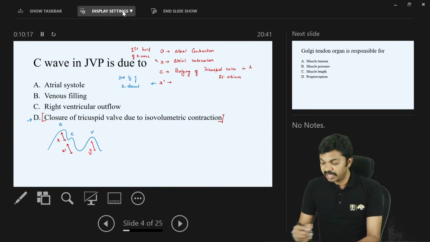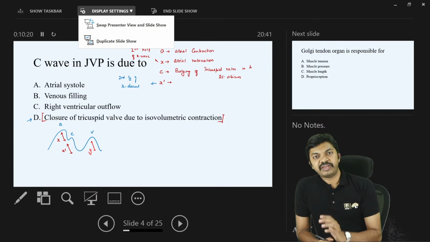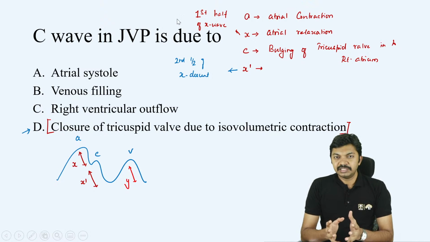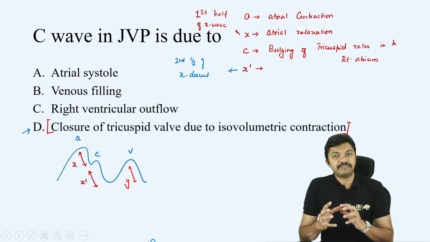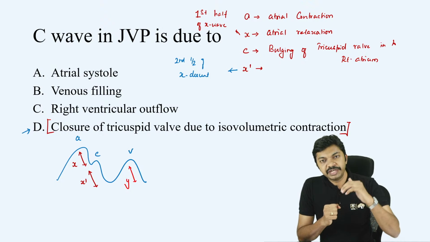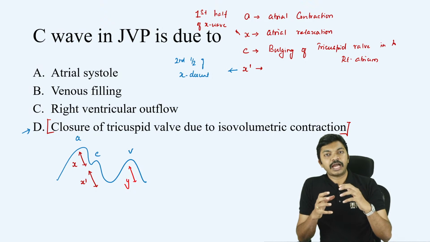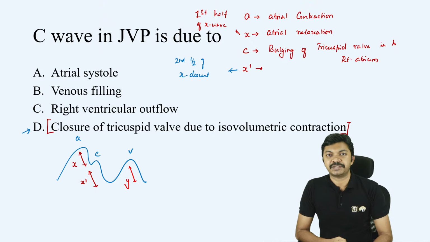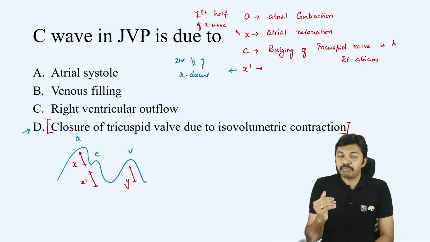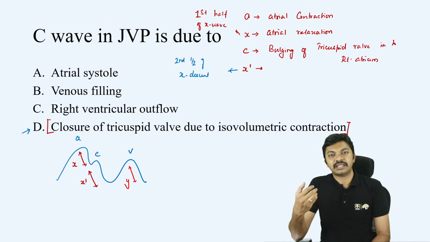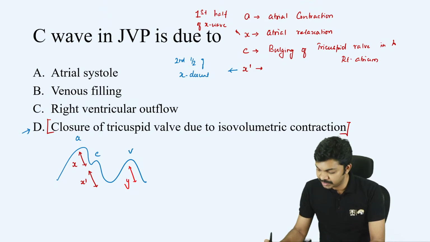Fine. X dash is due to, again, the subsequent phase of ventricular contraction, alright? When ventricular contraction begins, the first phase is isovolumetric contraction, the second phase is rapid ejection. When ventricles go for rapid ejection, the tricuspid valve that was bulged into right atrium during isovolumetric contraction is now being pulled into the right ventricle during rapid ejection. So practically, tricuspid valve is bulged into right atrium causing C wave. Tricuspid valve is sucked into right ventricle, that's causing X dash, which means second half of X descent.